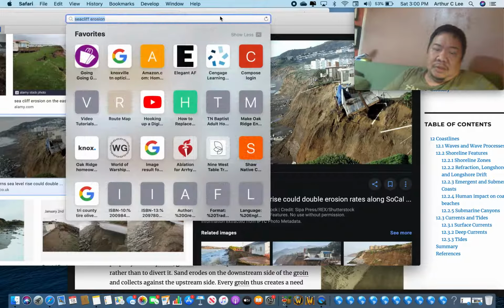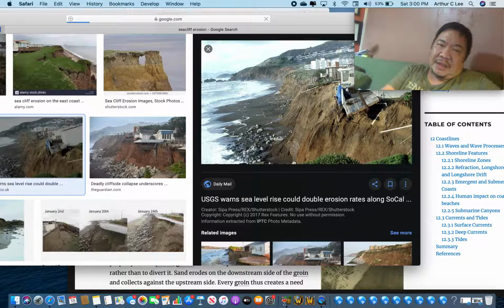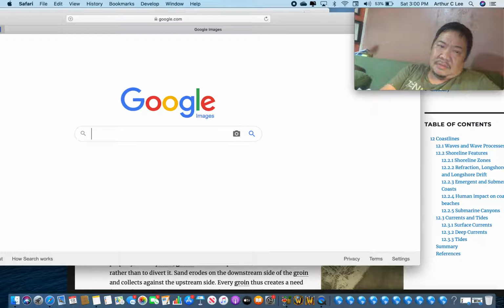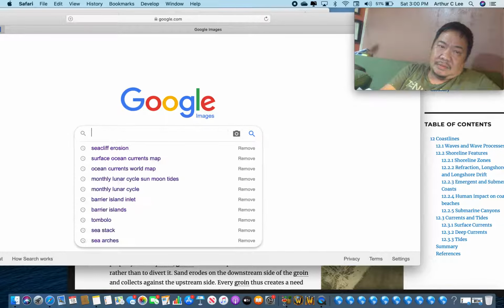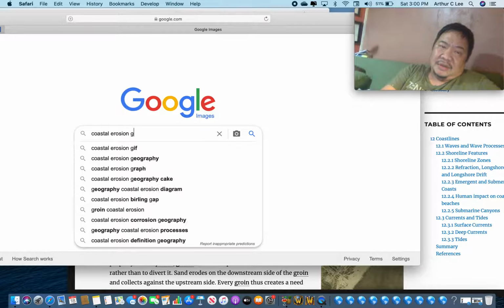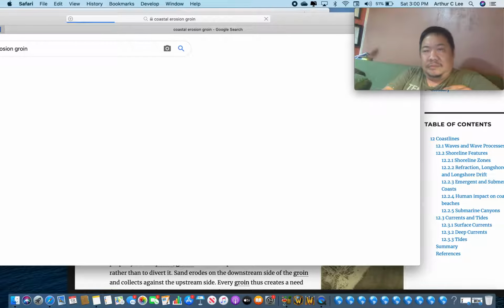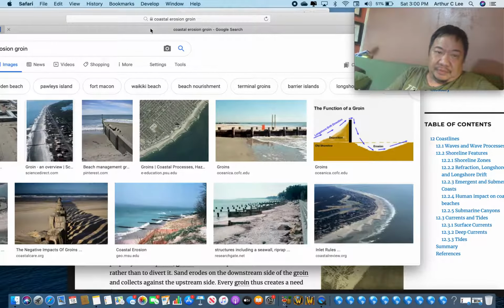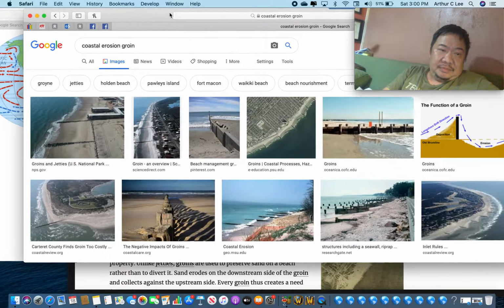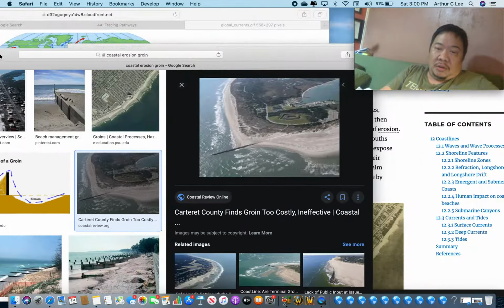You can build engineered structures to protect your beaches. I'm going to show you them one at a time. The first thing you can do is to build a groin. G-R-O-I-N, a groin. Now, what is a groin? You might not have heard of these terms before, but I'm going to show you. So what a groin is a wall that you build.